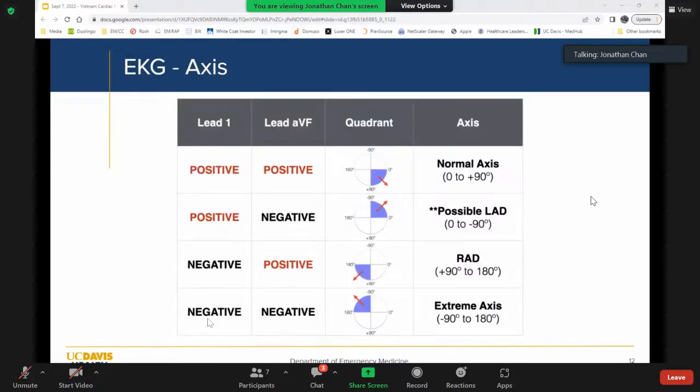We can talk a little about axis. The best way to look at axis is looking at two leads, lead 1 and lead aVF. When lead 1 and aVF are both positive, meaning their QRS is higher above than below, that is what we call a normal axis. If 1 is positive but aVF is negative, this is a possible left axis deviation. If lead 1 is negative and lead aVF is positive, that puts us in a right axis deviation. If they're both negative, that's what we call an extreme axis.